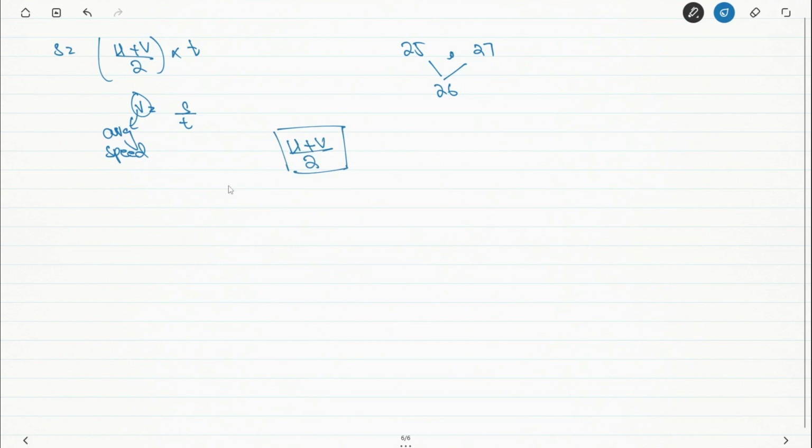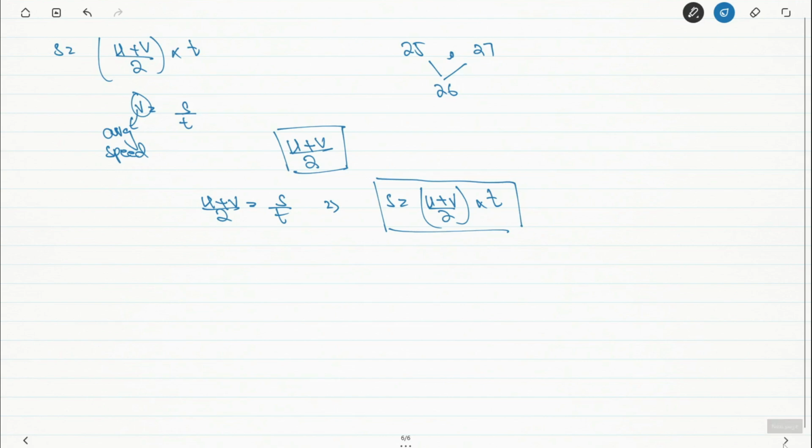So just plug that into this equation, and this becomes u plus v divided by 2 is equal to s over t, and then s is equal to u plus v divided by 2 multiplied by t. Now, this equation is not useful in and of itself, and it will just be used to derive other equations. So don't worry if this equation seems a little bit useless, because it's just used to derive all the other equations. So let's move on.